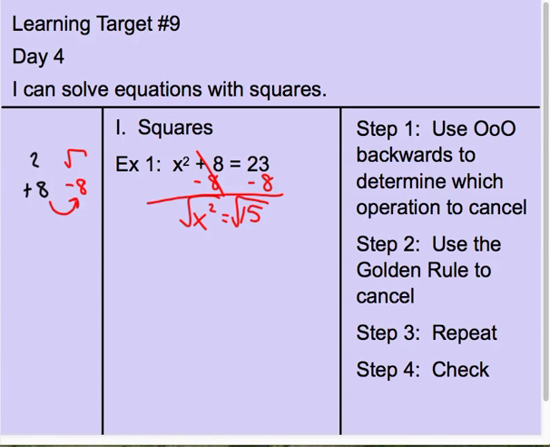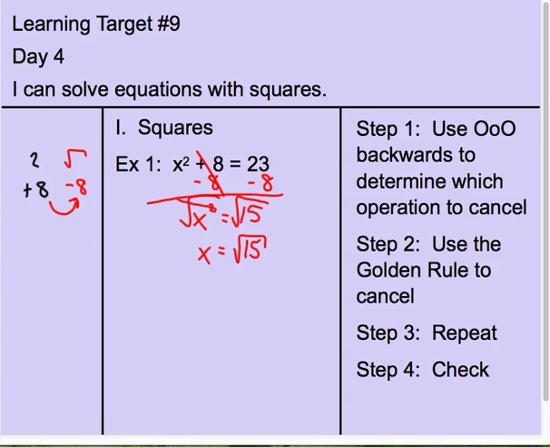Remember, on the side with the variable, we don't actually perform the operation. We use it to cancel. Why did we take the square root? To cancel our square, leaving us with x. 15 is not a perfect square, so we just leave it as the square root of 15.